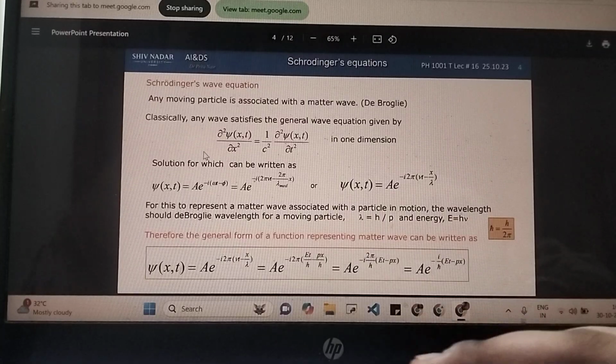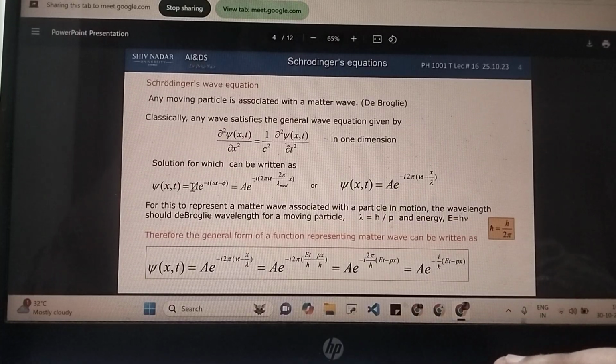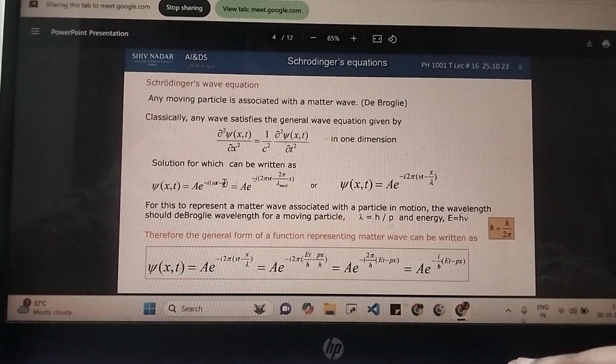The only functions that satisfy this rule are of this type: A e raised to power minus iota (omega t minus phi), where A is some constant, iota is the square root of minus 1, omega is your angular frequency, t is time, and phi refers to phase. So only the functions of this type satisfy this equation.